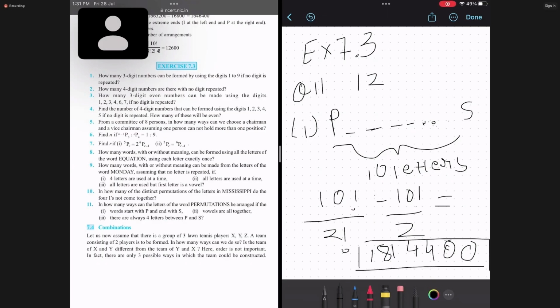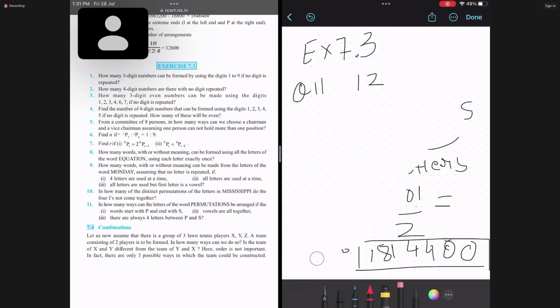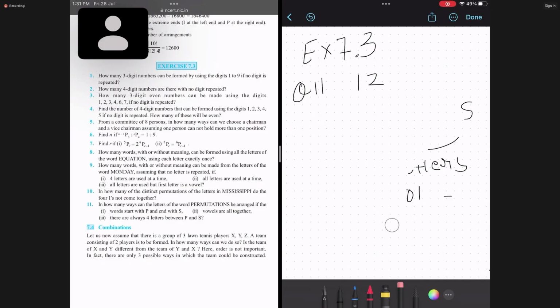These are the number of different permutations that are possible when the word starts with P and ends with S. Correct. Moving on to the second part. All the vowels in the word are together. Right. So the thing that we did in Mississippi, we consider all the I's as a single letter. We're going to do the same thing in permutations as well.